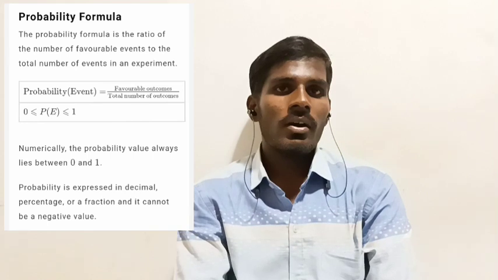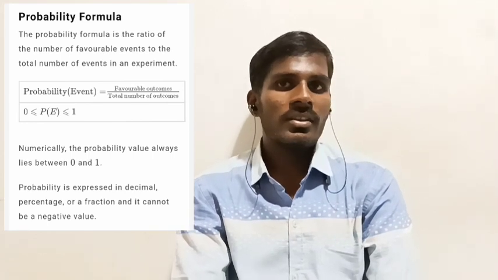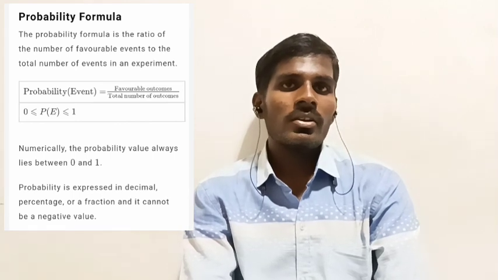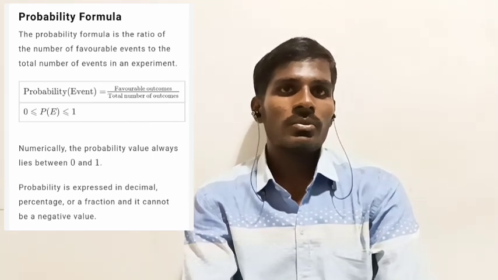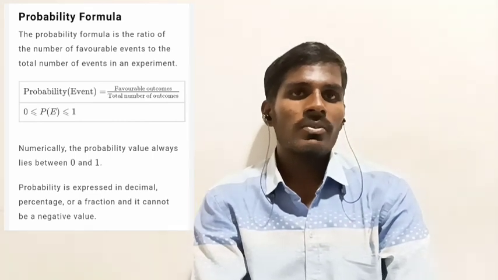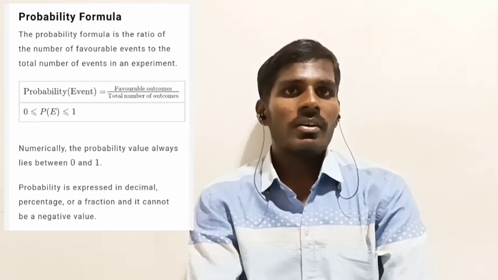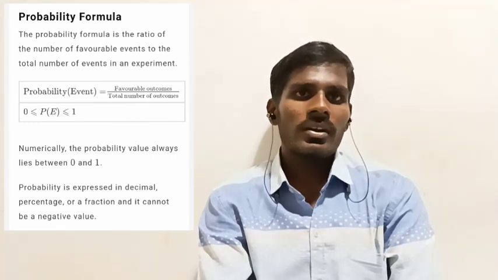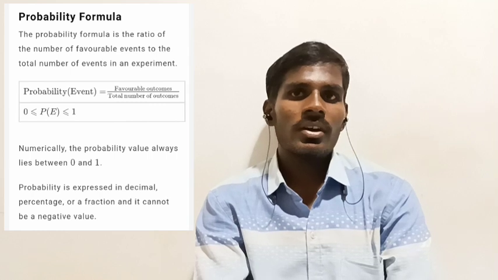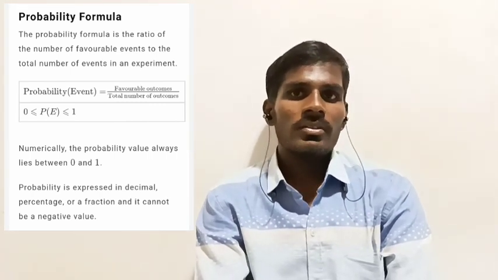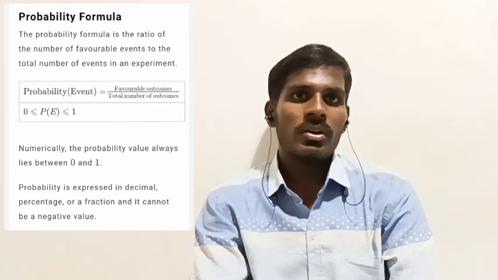In formula, probability can be defined as a ratio between the number of favorable events and the total number of outcomes of the events. Probability is defined as P of set A, the probability of an event. A probability can be a numeral like a decimal or a percentage, but probability cannot be negative, since there are no negative values for the probability.